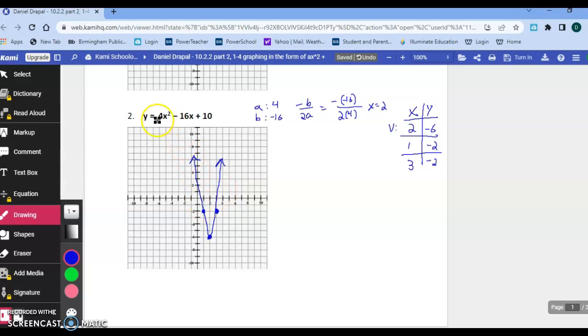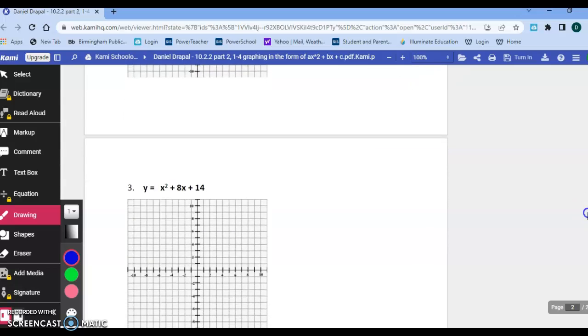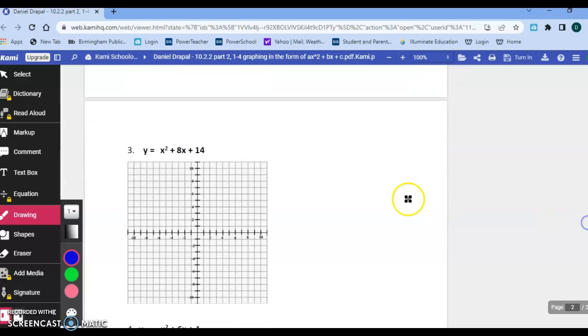It's a pretty skinny graph because, again, 4 is a big number. The bigger A gets, the skinnier it gets. The smaller it is, the wider it gets. So hopefully that helps, and you can apply it to these next two problems. Again, if you use 0 as one of your other points after you find the vertex here, the y would be 14, which is off the graph. So use the points to the left and to the right of that x value of the vertex.